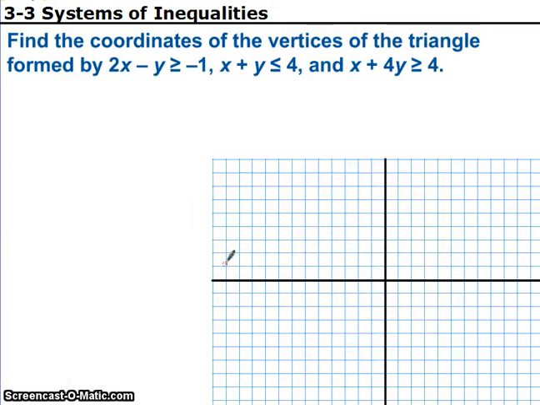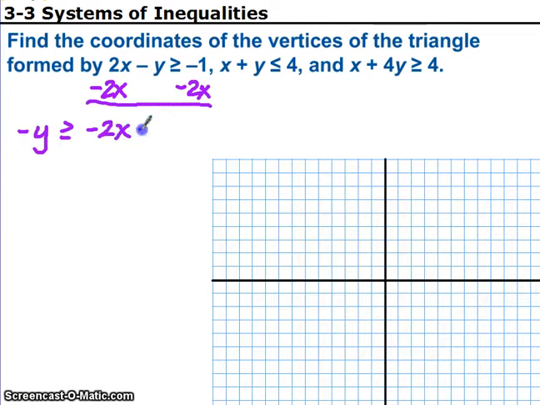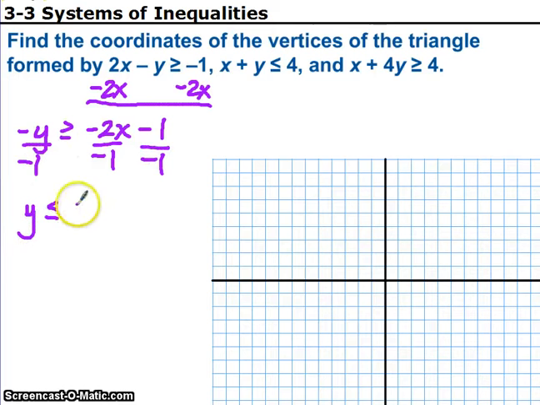Alright, last thing is finding the vertices of an enclosed figure. Okay, so we need to graph all of these. So I'm going to get them in slope-intercept form. So this is negative y greater than or equal to negative 2x minus 1. Need to divide everything by negative 1. And don't forget to flip your sign. Y is less than or equal to positive 2x plus 1.